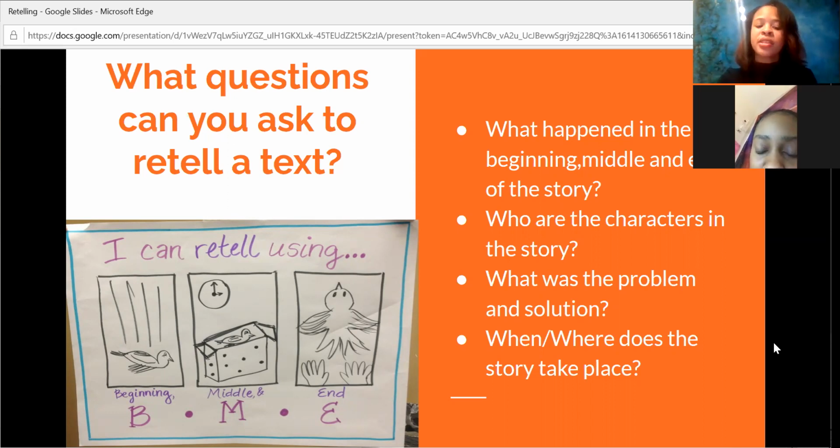To the left, you can see, I found this image online. And it states that I can retell using, and this is actually the first method, the beginning, the middle, and the end. What do you notice in that picture, Tamara? The bird is flying. So in the beginning, what does it look like? It's kind of like free, right? Yeah. So this is a method that you can tell through pictures, and it's the beginning, middle, and the end of the story.